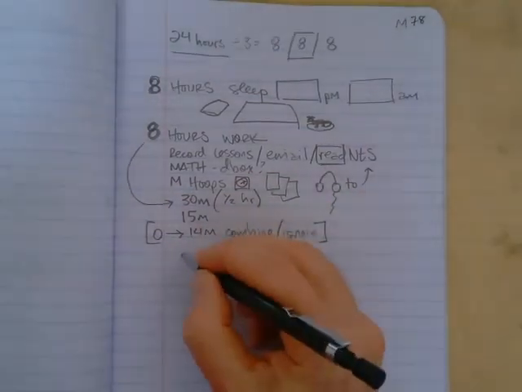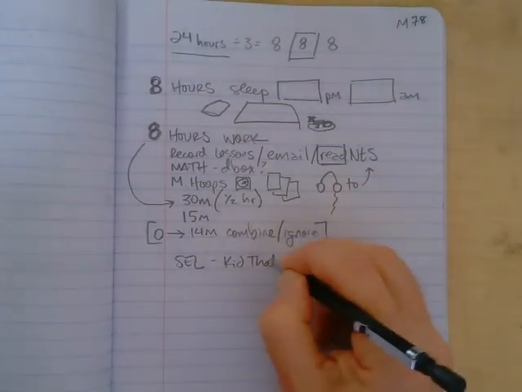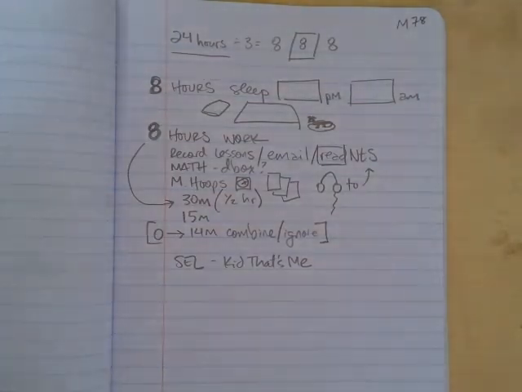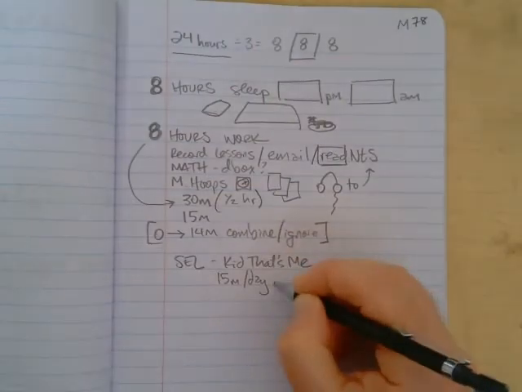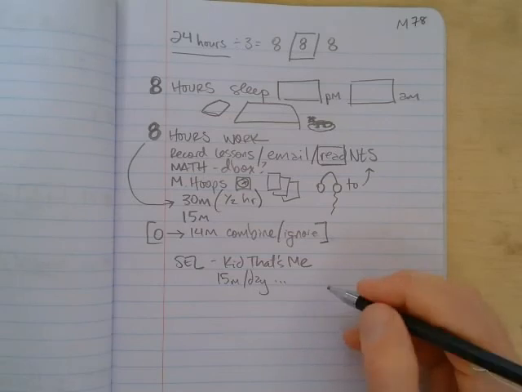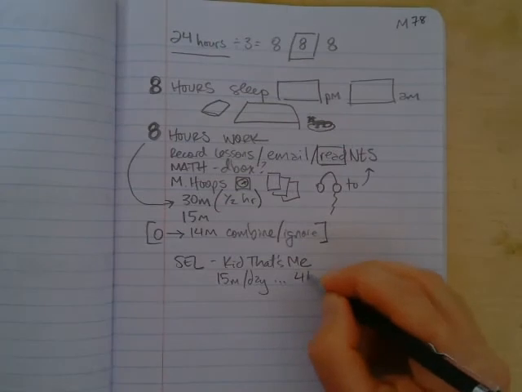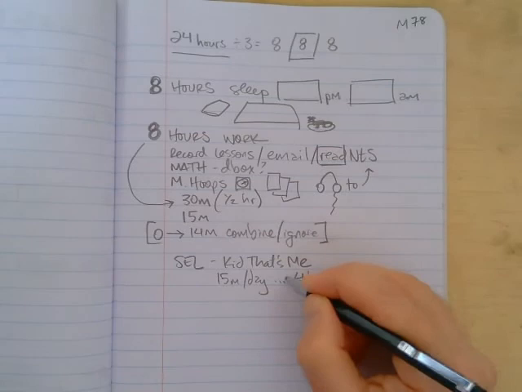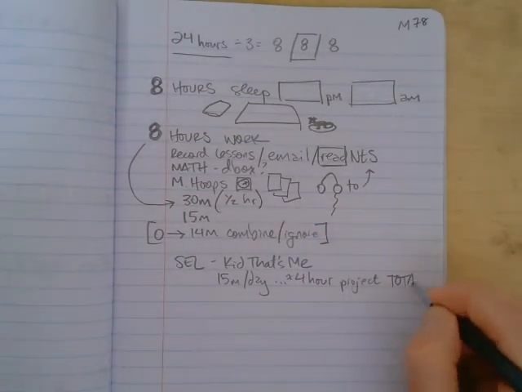What else do we do? Oh, hopefully I've been working on social emotional learning. I've been working on Your Kid That's Me. Don't think of this as something you're going to finish in a week or two. If you work on it, let's say 15 minutes per day, then maybe you can get it done in 2 weeks. So it's probably a total, I'd say, realistically a 4 hour project.